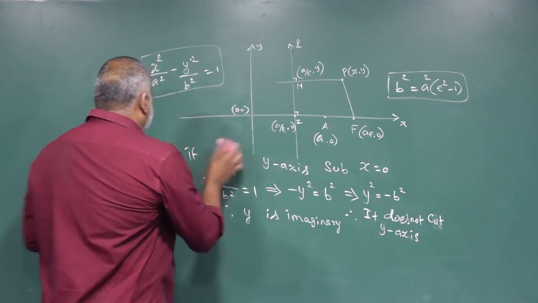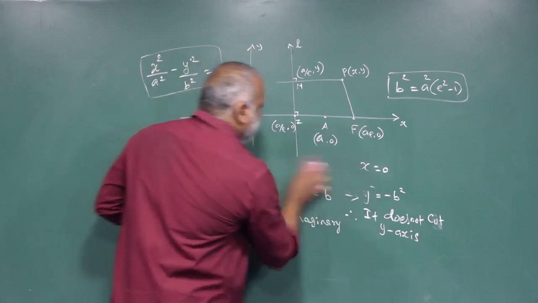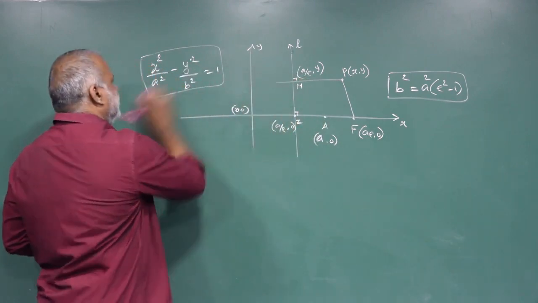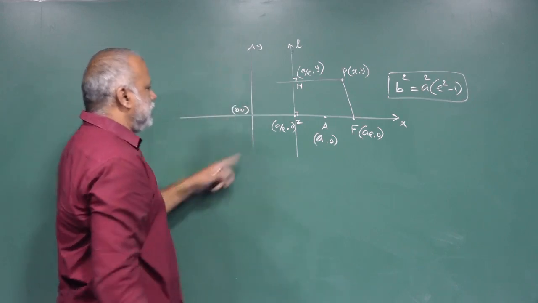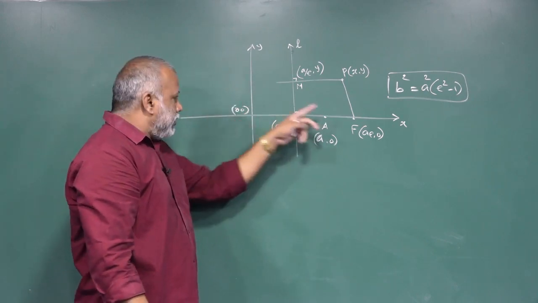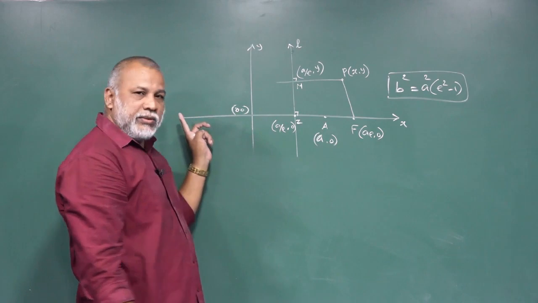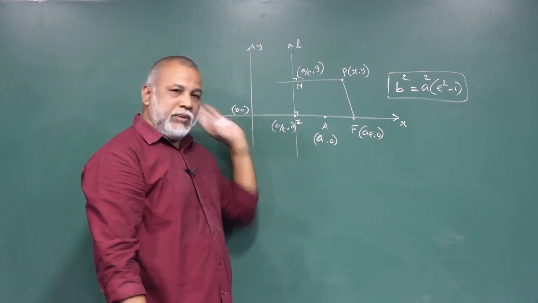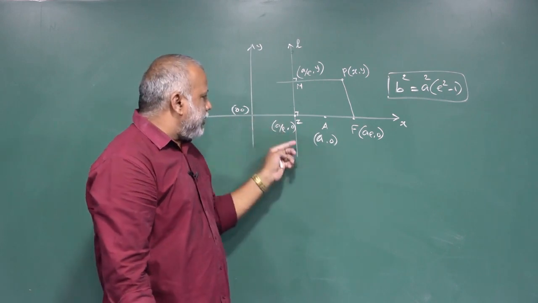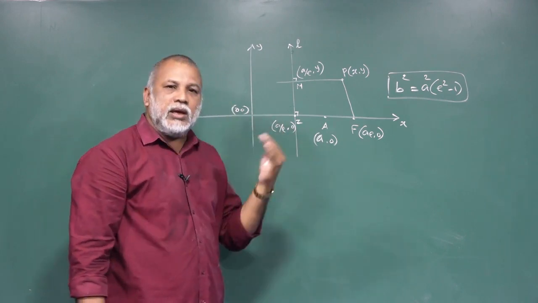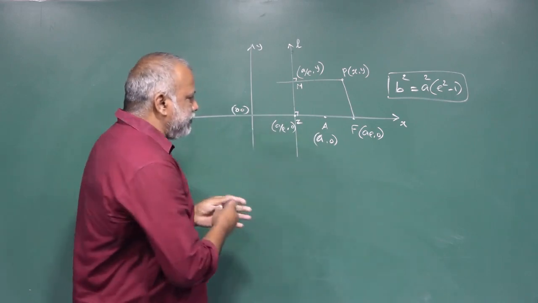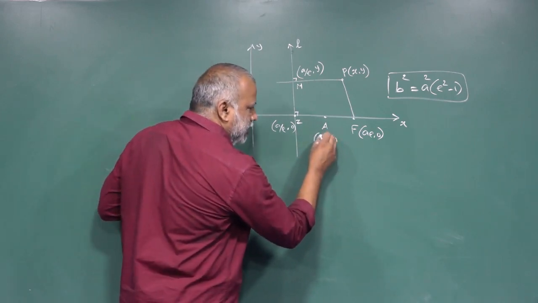And there is also another concept. The hyperbola does not pass through the origin also. See here the origin. On one side a comma 0, on the other side minus a comma 0 we are going to draw. So it passes through a comma 0 and minus a comma 0 only. So the hyperbola does not pass through the origin 0 comma 0. Now see here, this is the point a comma 0.